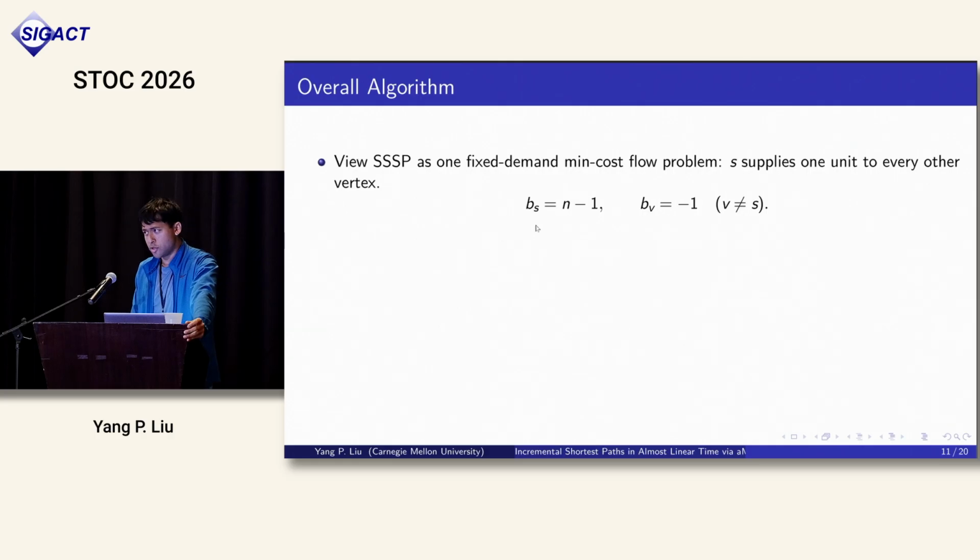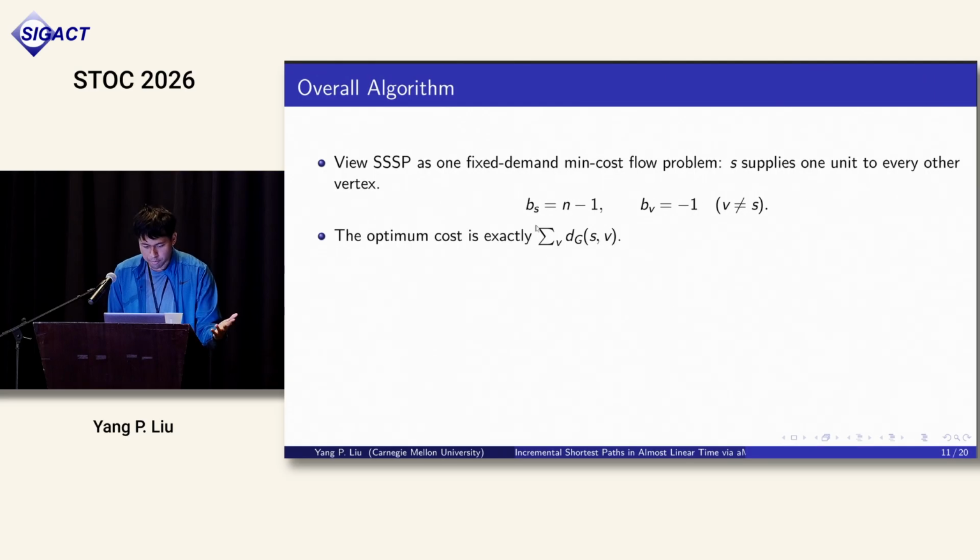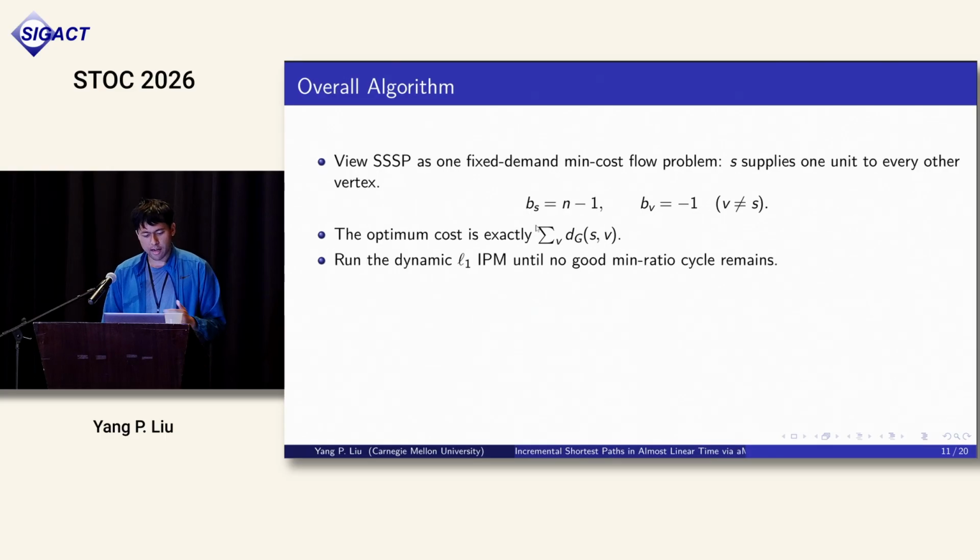Okay. So for the remainder of the time, I'll just give a very high level picture of the algorithm and then conclude. The first step, as we discussed, is to view SSSP as the following demand. You want to send n-1 units out of the source and 1 unit into each of the other vertices. So now the optimum is exactly the sum of the shortest path lengths. And what you're going to do is run this interior point algorithm amortized over edge insertions and just keep running it and see what happens.